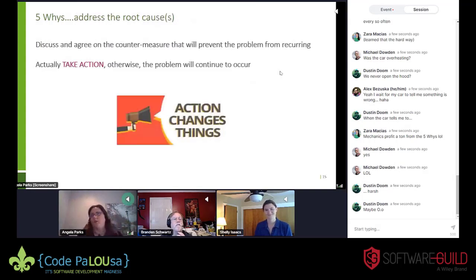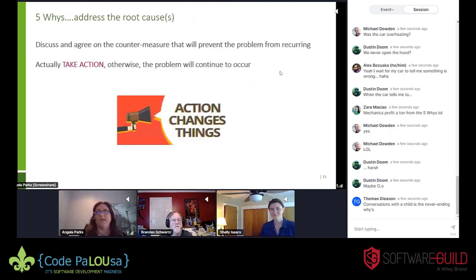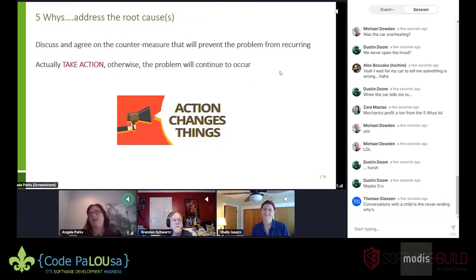So obviously, when you come up with a countermeasure, you want to take action. It's not going to be any benefit to anyone if you come up with a countermeasure and you're like, aha, but then there's no action to come from it. So if you think about the Jefferson Memorial, if you will, if they wouldn't have taken action and just come up with this countermeasure, they would have never solved their problem.